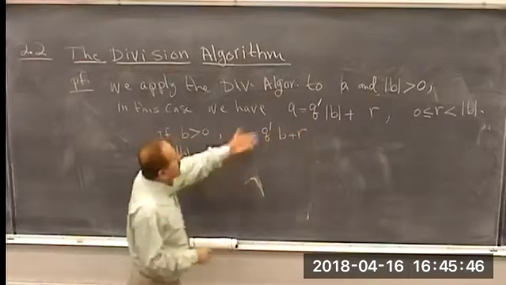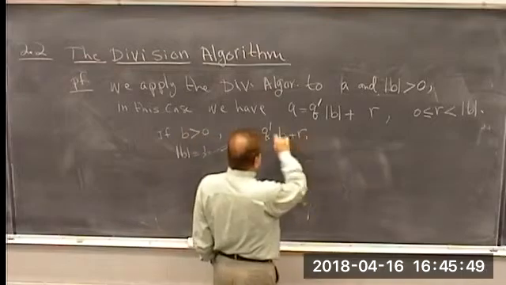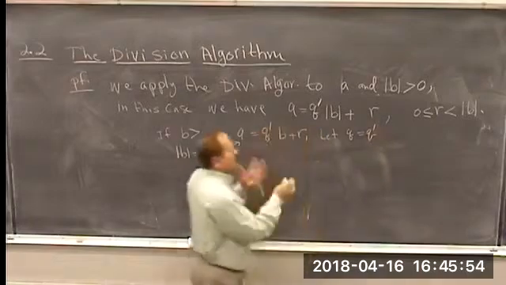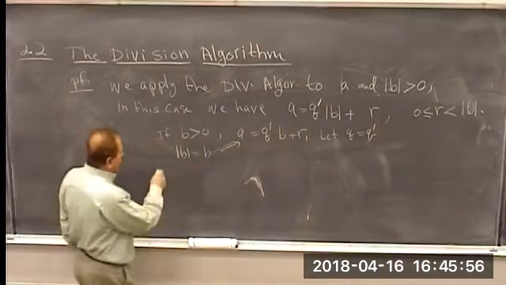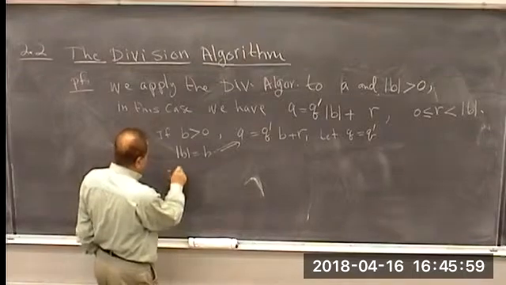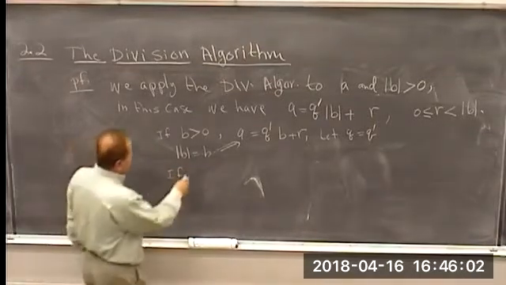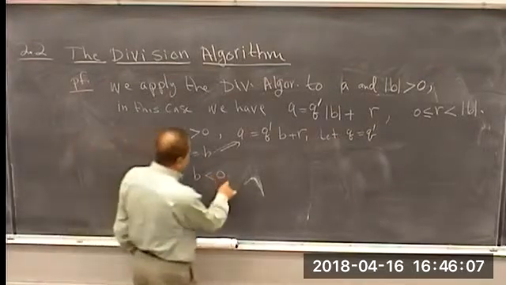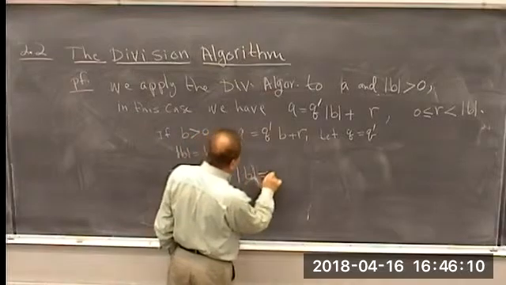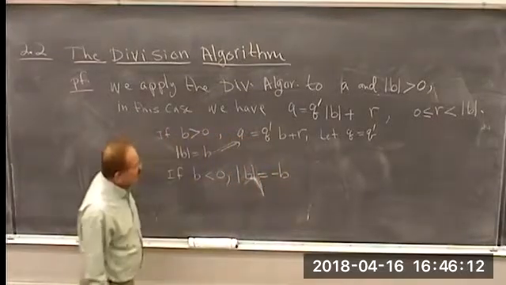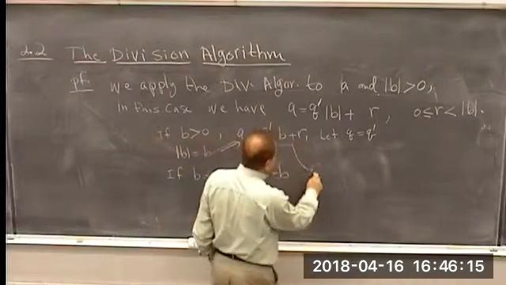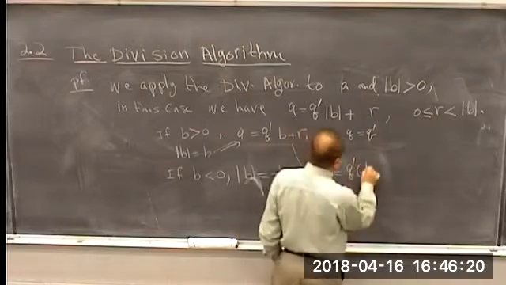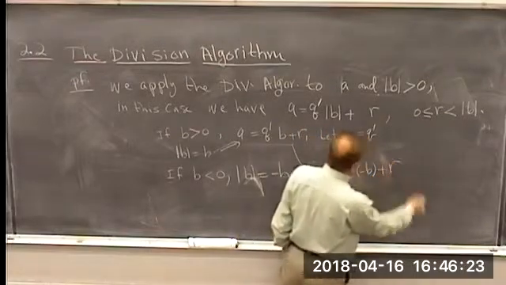So we simply, in this case, just let Q equal Q prime. So we get the form we have. On the other hand, if B is negative, it cannot be 0, remember, then the absolute value of B is negative B. And this equation is going to be A equals Q prime times negative B plus R.